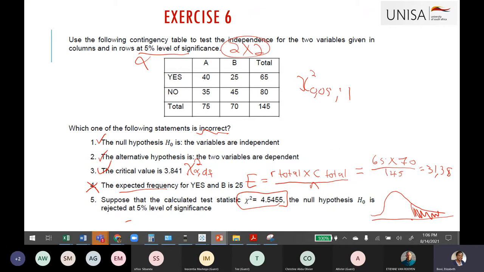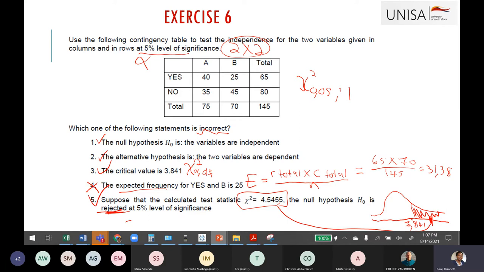Suppose that the calculated test statistic they give you is 4.5455. The null hypothesis is rejected at 5% level of significance. We found the critical value there as 3.841. Our test statistic falls in the do not reject area, and this says we are rejecting. No, it doesn't fall there. It falls in the rejection area. Sorry, my bad. It's 4.5 something, so it falls in the rejection area. So we are rejecting the null hypothesis. That will be correct.